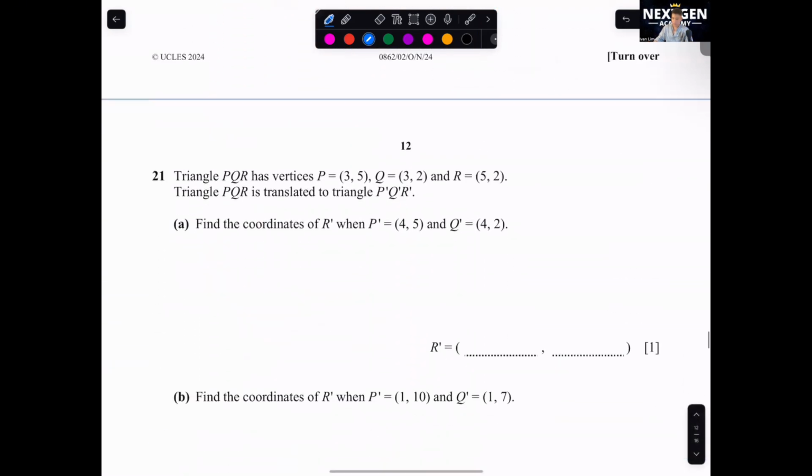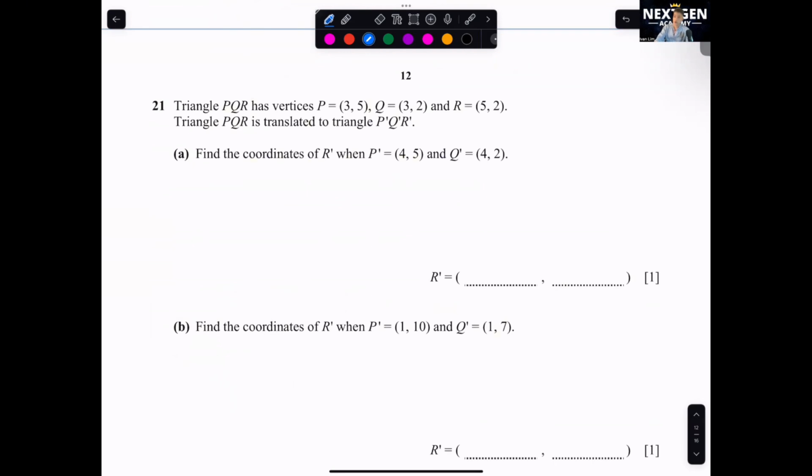Question 21. This is on transformation. Triangle PQR has vertices P equals (3, 5), Q equals (3, 2), and R equals (5, 2). Triangle PQR is translated to triangle P'Q'R'. This is called your image. Now they say find the coordinates of R' when P' is (4, 5) and Q' is (4, 2). The transformation they are using here is called translation. Translation is just moving up, down, left, or right.